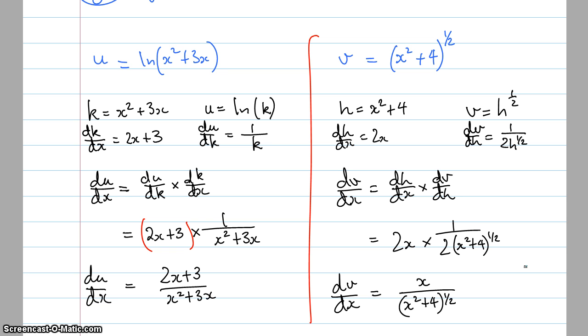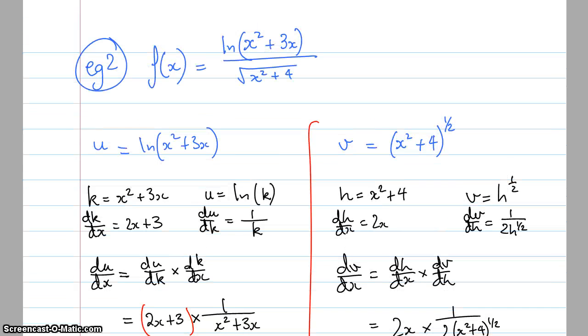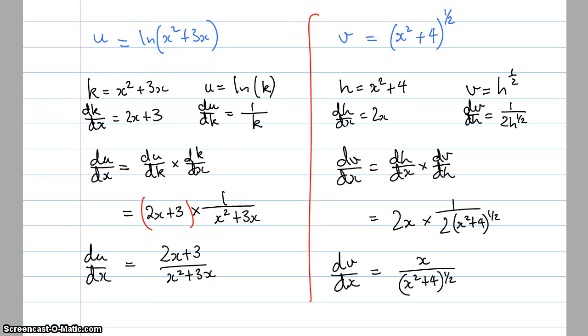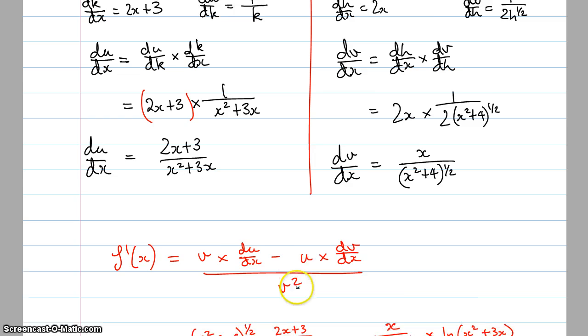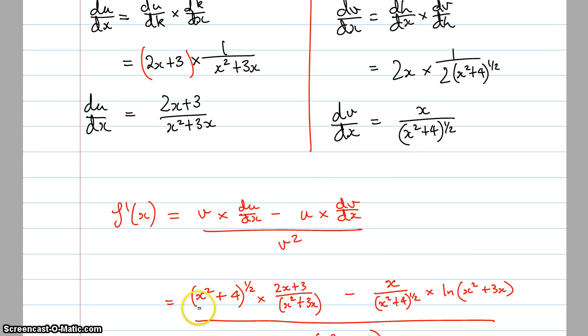Now this is where it gets really ugly, because I haven't actually even started on my question. The original question is find the derivative of this. So I need to get the bottom times the diff of the top minus the top times the diff of the bottom, all over the bottom squared. This is going to get ugly. So I get v times du dx minus u times dv dx, all over v squared. So I'm writing this down.